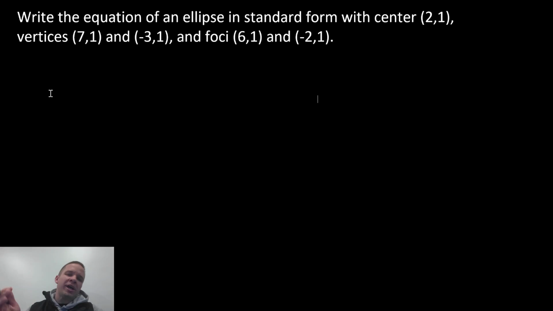We're going to write the equation of an ellipse in standard form with a center of (2, 1), vertices (7, 1) and (-3, 1), and foci (6, 1) and (-2, 1).